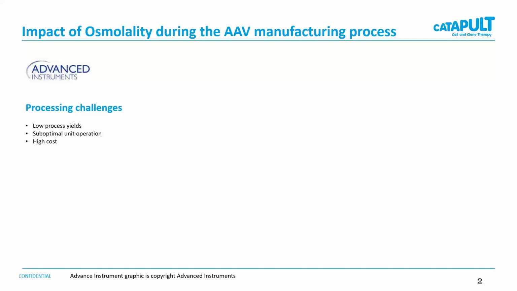We can still see some low process yields. Some unit operations are still not optimal. And of course, a lot of people know that the costs are still relatively high.